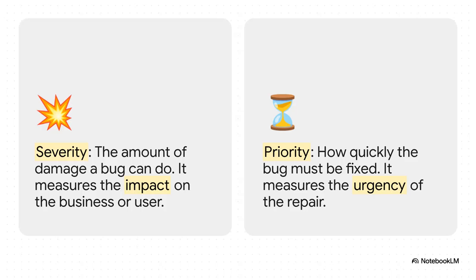So here's how it breaks down. Severity is all about impact. How much damage can this bug actually do? Priority, on the other hand, is all about urgency. How quickly do we need to fix this thing? Now, they sound similar, I know, but the difference between them is where all the really tough decisions get made.